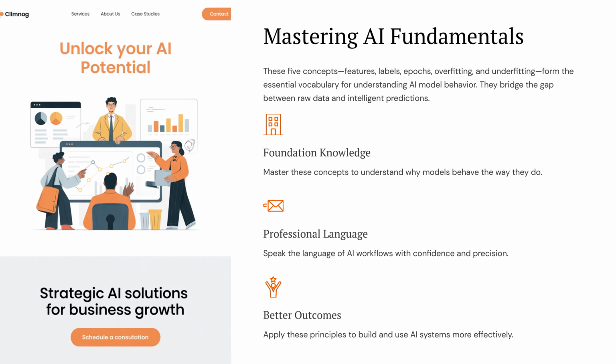To truly unlock your AI potential, you need to master the fundamentals. These five concepts, features, labels, epochs, overfitting, and underfitting, are the foundation of every AI system. They give you the knowledge to understand why models behave the way they do. They give you the language to speak about AI with confidence. And most importantly, they give you the power to build AI solutions that deliver real results. Remember, master the basics and you will be ready to shape the future of AI.